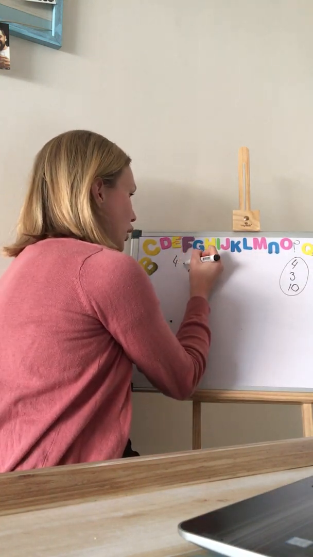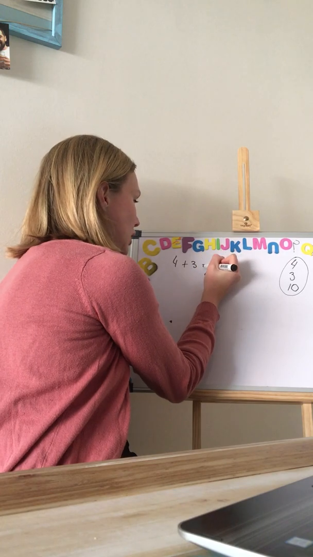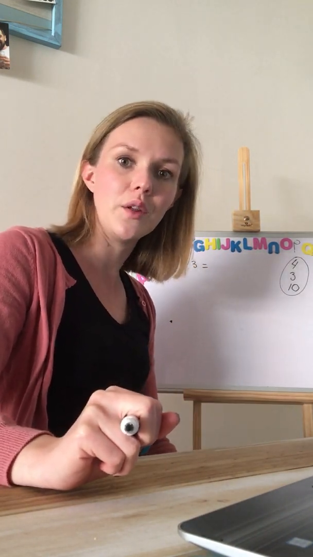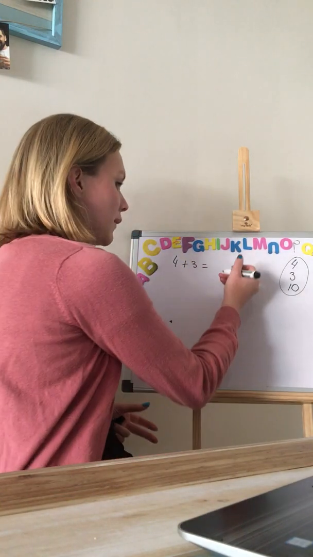Okay, what is the thing that is going to be easier? Let's say 4 plus 3 equals. That is easy, super easy. You know how to do that. 4, 5, 6, 7.